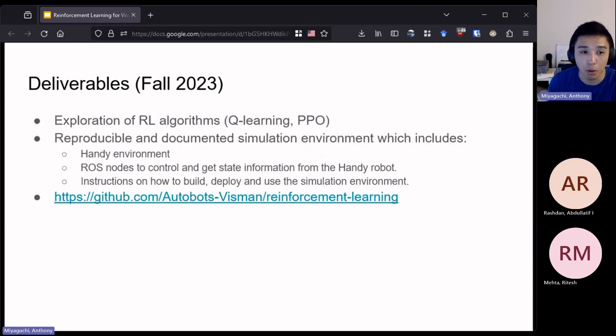The deliverables for this semester involve all three of those components: the reinforcement learning, the handy environment, and the Gymnasium API. As you saw, there was a demo of the PPO algorithm on a manipulation task. We also have a GitHub repository under Autobots Visman reinforcement learning that has all the code that we've written for this semester, which includes both the reinforcement learning as well as the handy environment and all the ROS nodes that we've developed over the course of the fall semester.